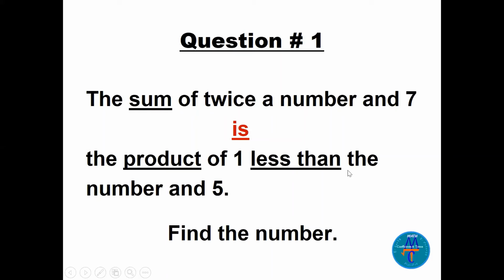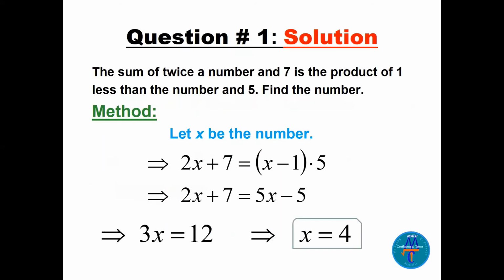The product, also when you see the product, it means two things, two numbers you are multiplying. So they are separated by and. See the product of here 5, easy. 1 less than the number. Let's find the number. Did you find the number? Okay, quickly we can check. The number is 4.